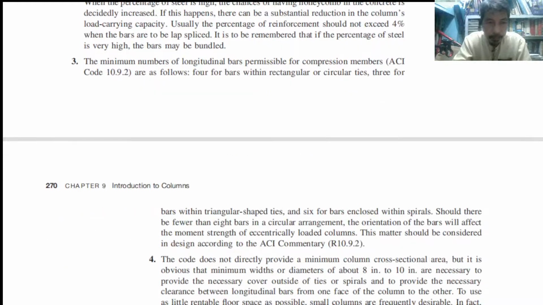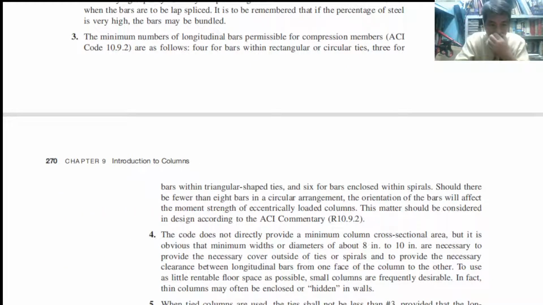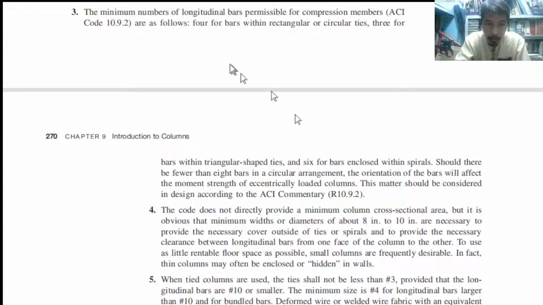Then number 3, the minimum number of longitudinal bars permissible for compression members. It must be distributed around the section. That's why the minimum is 4 bars within rectangular or circular ties, 3 bars within triangular shape ties, and 6 bars enclosed within spiral. So 6 for spirals, 4 for rectangular, and 3 for triangular. Those are the minimum.